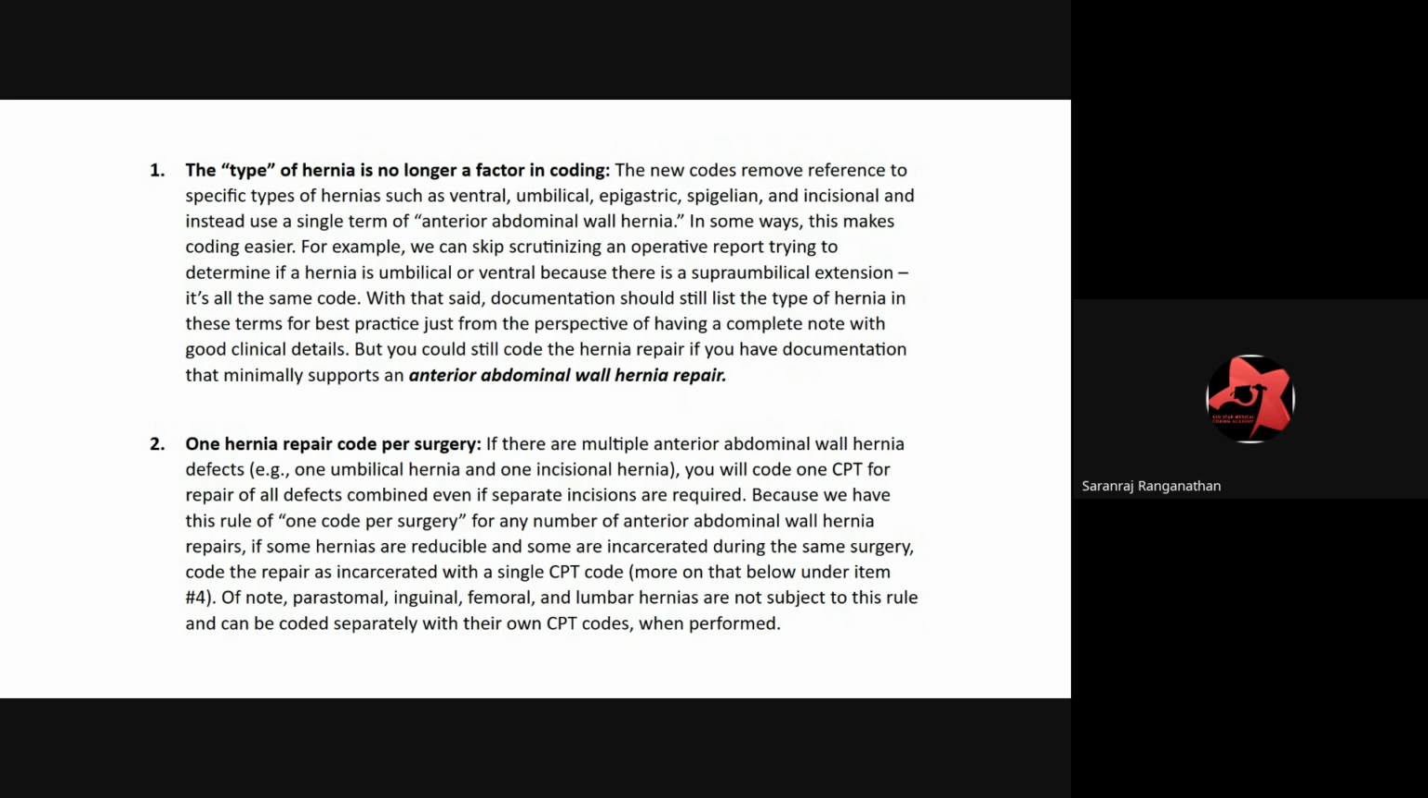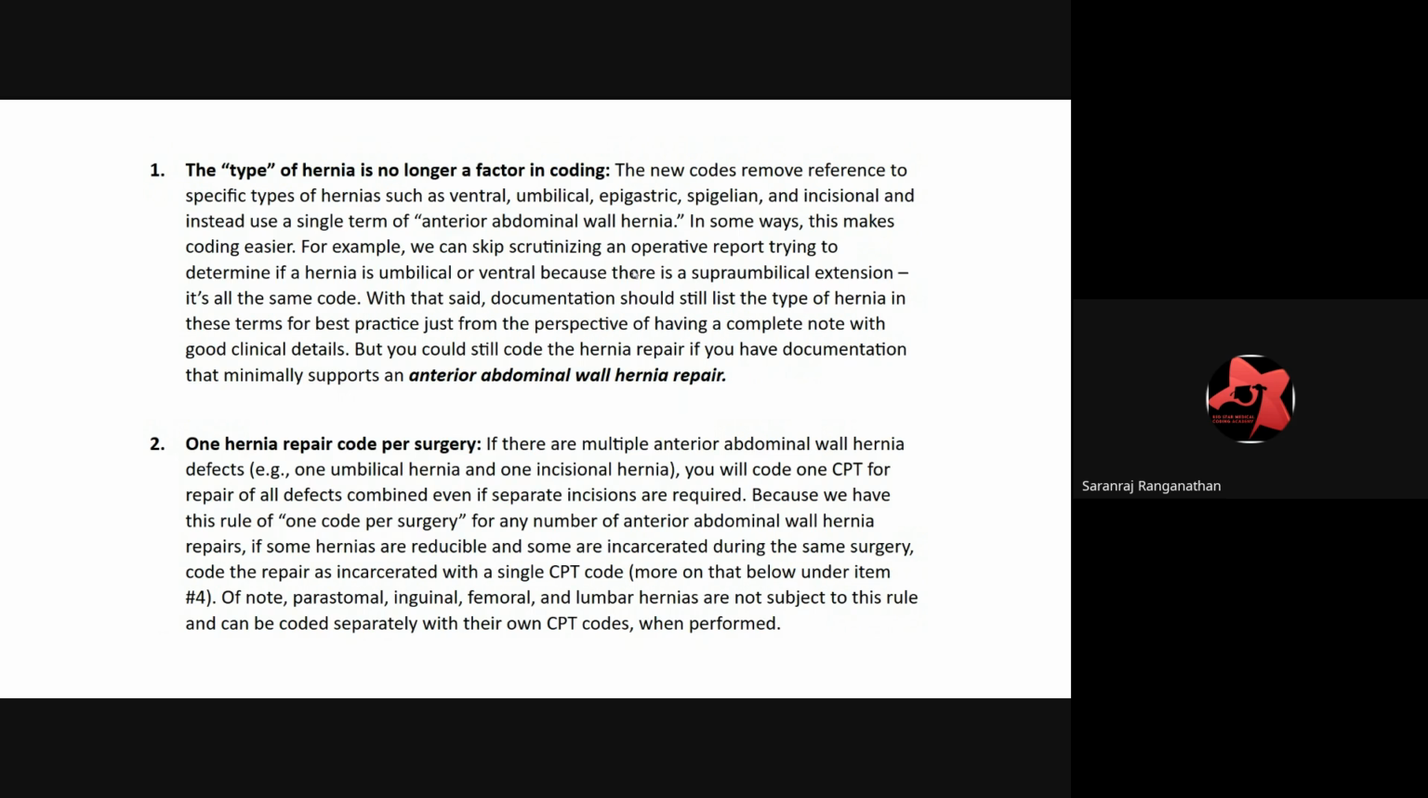We are calculating that as hernia. So the new codes remove reference to specific types of hernia such as ventral, umbilical, epigastric, spigelian or incisional, and instead use the single term anterior abdominal wall hernia. So in some ways this makes coding easier. For an example, we can skip scrutinizing an operative report trying to determine whether the hernia is umbilical or ventral, because there is a supraumbilical extension. It's all the same code. So that time we no need to see the type of the hernia.